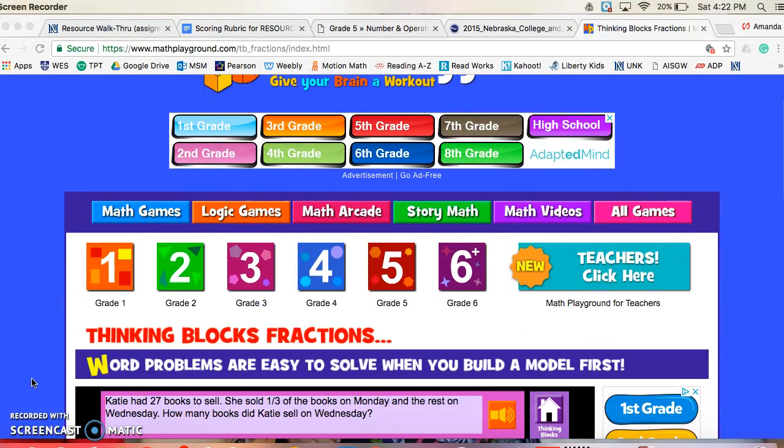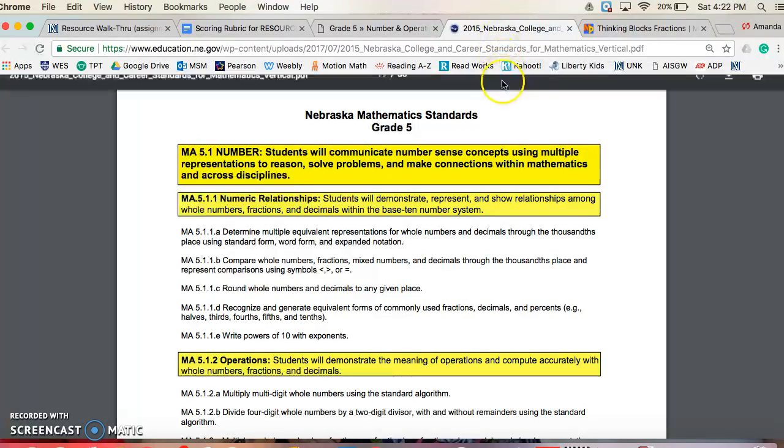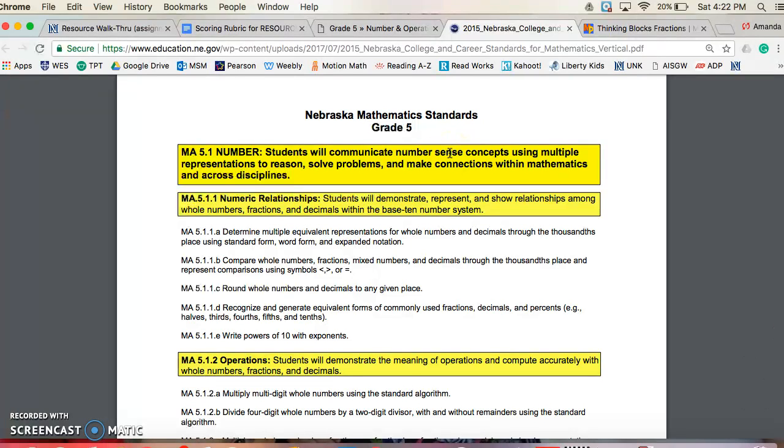Before I dig a little deeper into the thinking blocks part of Math Playground, I just want to show the connection to the standards, the Nebraska math standards. It was interesting to take a look at these as I am not living in Nebraska, nor have I ever taught in Nebraska. But looking under numeric relationships and taking a closer look at fractions down here: recognize and generate equivalent forms of commonly used fractions, decimals, and percents.